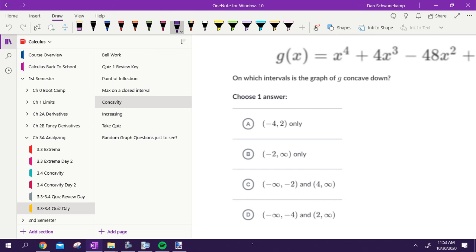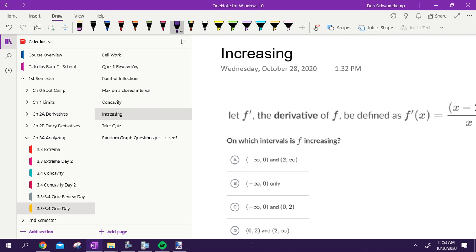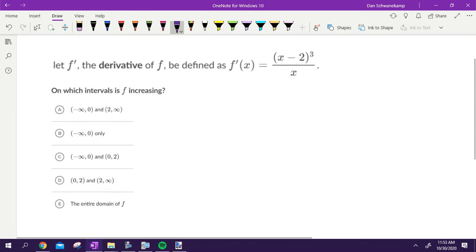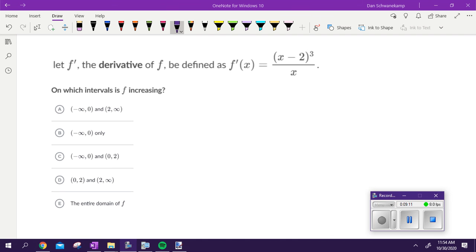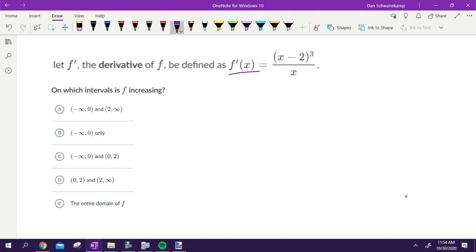Concavity, we can do concavity. Oh, let's do that one real quick. Figure out where f is increasing. They gave me the first derivative here. I want to know when f is increasing. So what has to be true about f prime for f to be increasing? F prime is positive. That's all we're trying to figure out, when f prime is positive. We're making a sign chart.